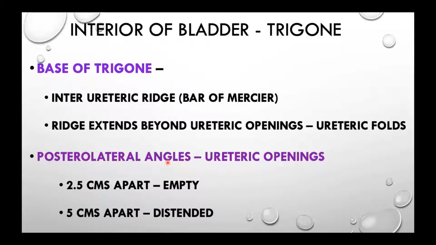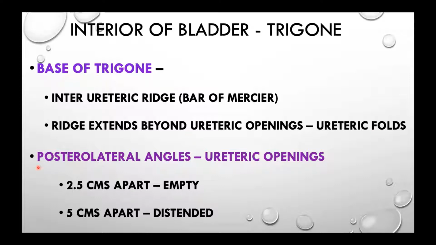Then coming to the base of the trigone. The base of the trigone is formed by an interureteric ridge, also known as the bar of Mercier. The ridge extends beyond the ureteric openings. At the two ends of the base, we have the openings of the ureters, as the ureters come inside the urinary bladder at the base of the trigone. Yesterday we learned that. The interureteric ridge will extend beyond the ureteric openings, and that extension is known as the ureteric folds. It's just a mucosal fold.